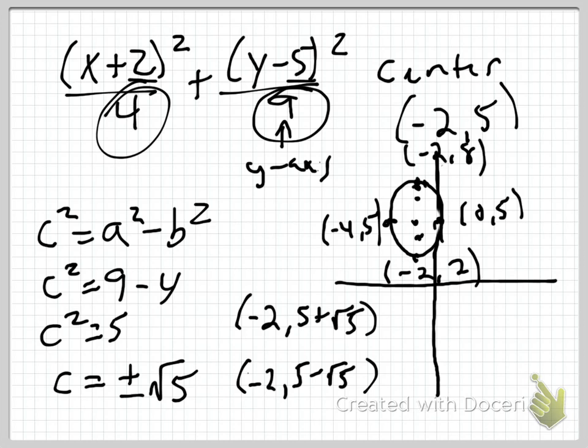So just be careful. Ones that are not centered at your origin, make sure you find your center and go off in each direction. Graph paper would be easier as you go through and try to find these. And then use your formula, c squared equals a squared minus b squared, and just remember your formula for writing out your foci.